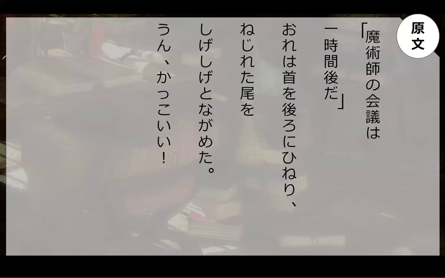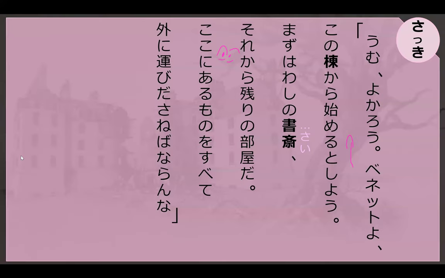Is the main character listening to Neveri? Neveri's like, oh yes, the meeting is in 1 hour. I whip my head back and I stare at my tail. Khan's pretty distracted. Yeah. Fixedly, chigeto.